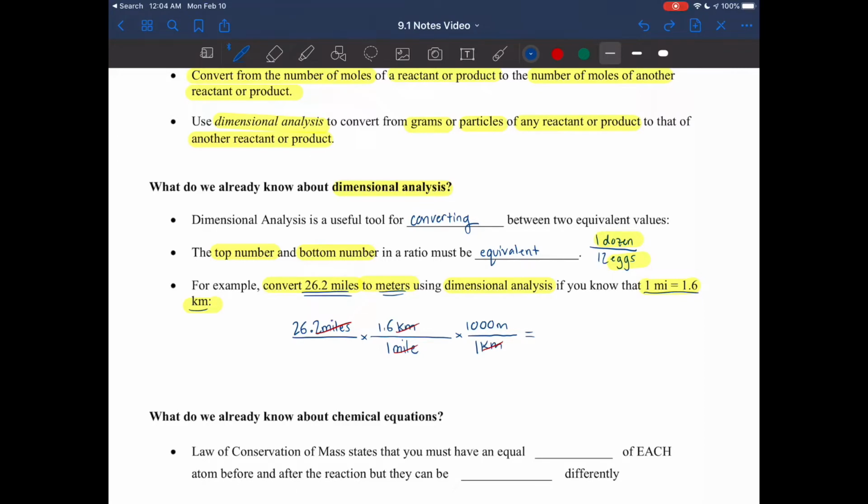And then we're going to get our number after calculating, which should be about 41,900 meters here.